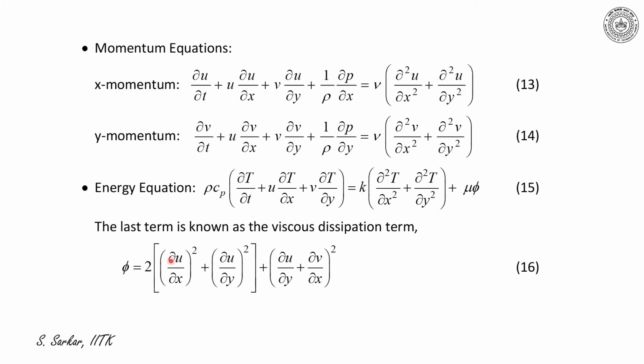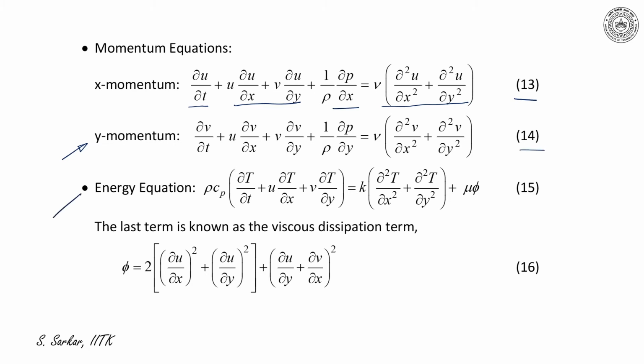Thus here, please note that this is the local change, this is the convective change, this is the pressure term, and this is the viscous term. So equation number 13 represents the X momentum. Similarly, Y momentum is given by del V/del T plus U into del V/del X plus V into del V/del Y plus 1 by rho into del P/del Y is equal to nu into del 2V/del X2 plus del 2V/del Y2. That is equation number 14.